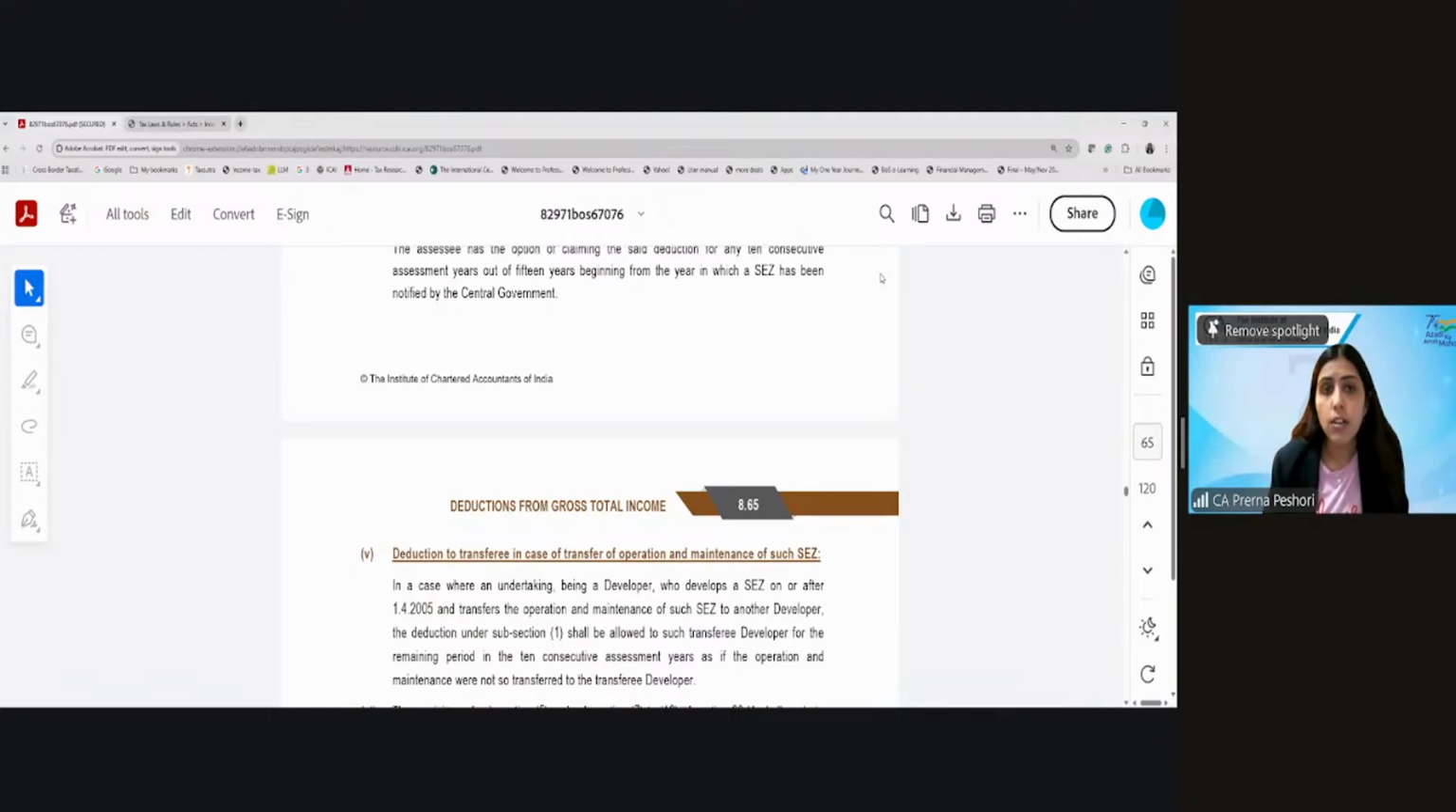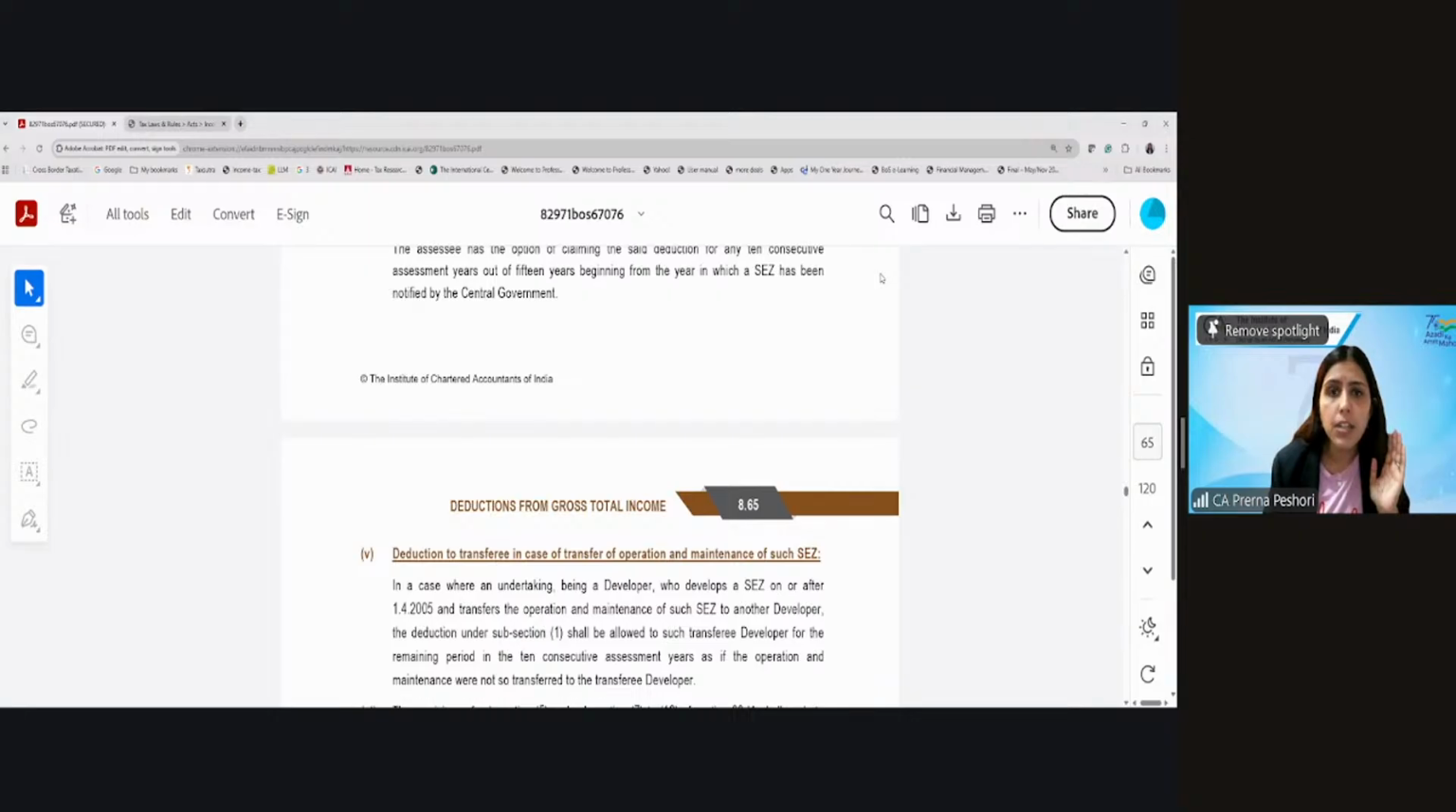Okay. Now here what they are additionally saying is that the deduction will also be eligible to the transferee who has acquired the business of the transferor, and there is a transfer of the operation and maintenance of the SEZ to another developer. So the other developer will be allowed the deduction for the remaining period.